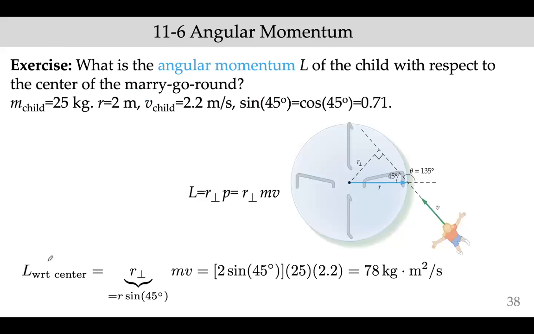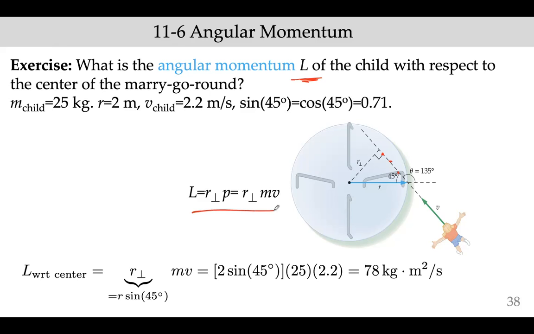Okay, here is the question that I just talked about. Now this child runs with speed v and jumps on the merry-go-round. So it could be somewhere here, here, here, doesn't matter. So initially the merry-go-round is, let's say, stationary. We will solve that problem, but in this exercise, we are just going to calculate the angular momentum of the child with respect to the center of the merry-go-round.